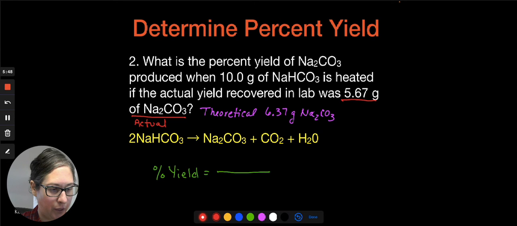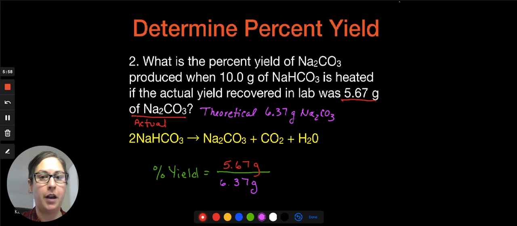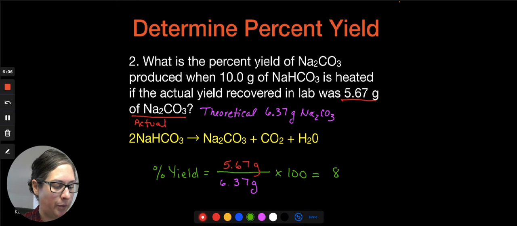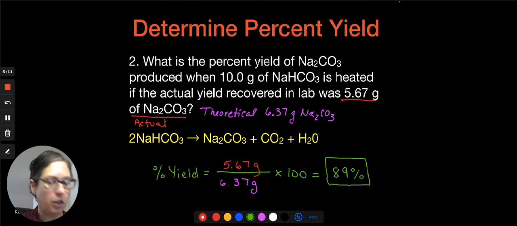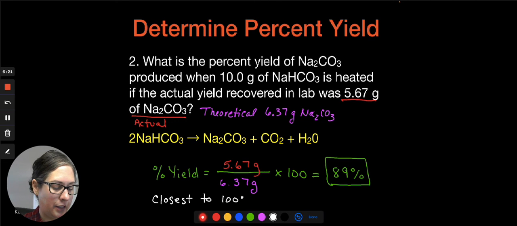So in this case, we're going to put the 5.67 grams on the top and the 6.37 grams on the bottom. The grams are going to cancel, and then we're going to multiply that by 100. I rounded to the whole number. That gives me 89% yield. Closer to 100% is the best. So closest to 100% is the best result.